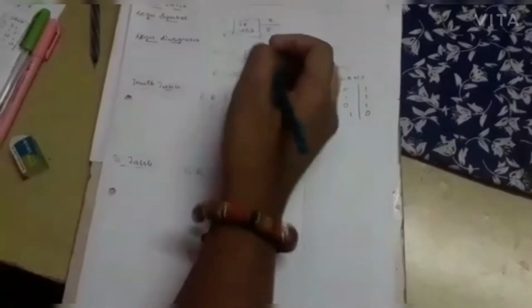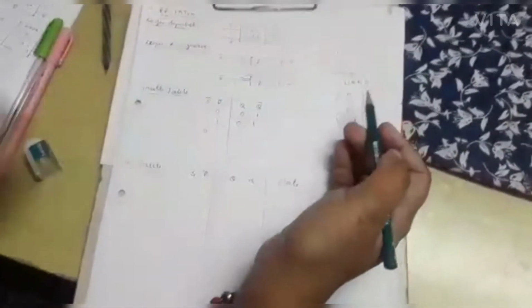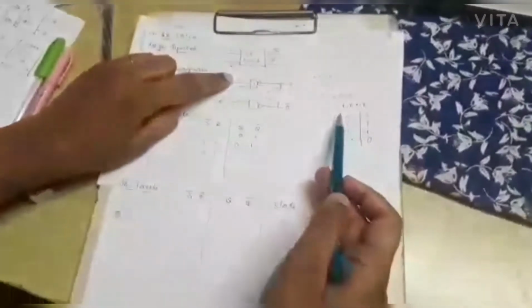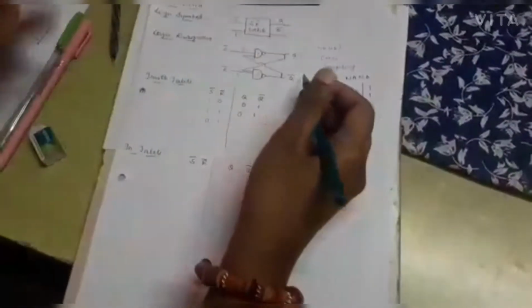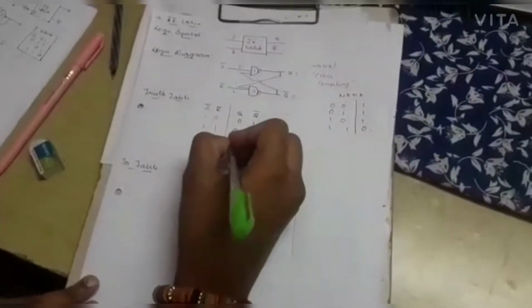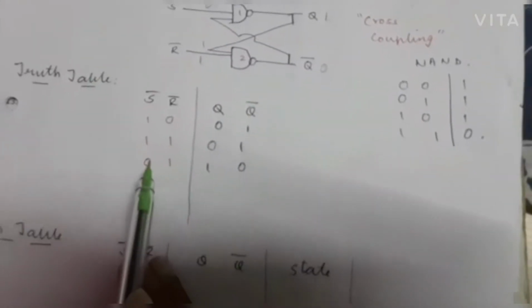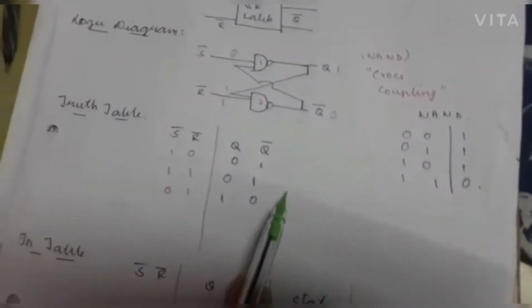Now my next combination is 0, 1. So S bar is 0 and R bar is 1. Irrespective of the second input, if one of my inputs is 0, the output will be 1. Therefore my Q is 1 and this 1 comes here. My 1, 1 combination gives me 0. Therefore Q is 1 and Q bar is 0. Here you are not considering the previous state of Q because this is totally a new combination. This is not a reset combination, but it is a new combination.